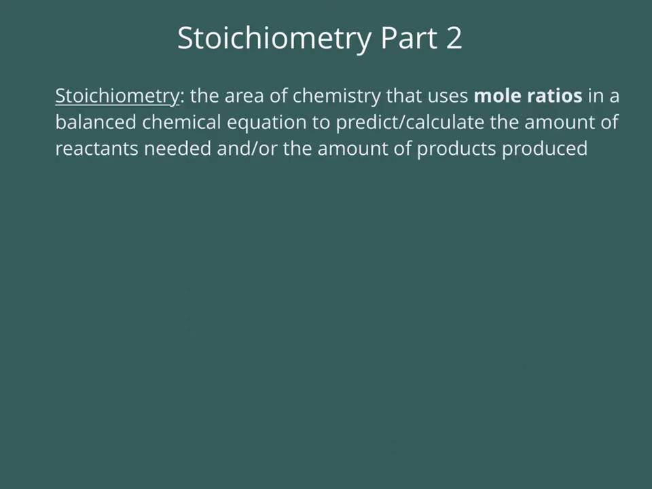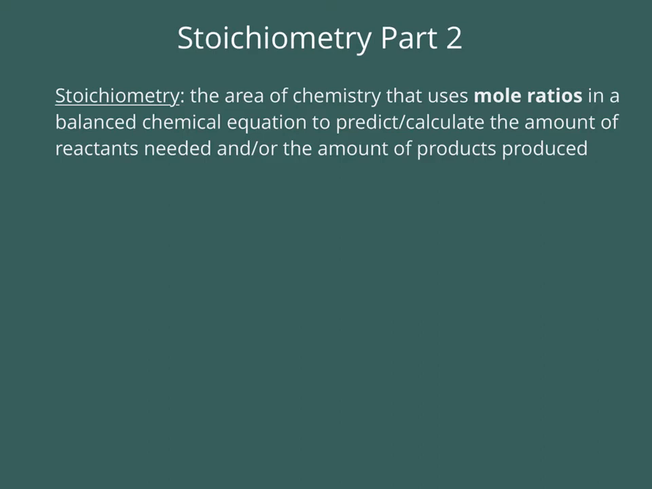So what exactly is stoichiometry? Well, technically, it's the area of chemistry that uses mole ratios in a balanced chemical equation to predict or calculate the amount of reactants needed and/or the amount of products produced. In reality, stoichiometry is a way to use chemical reactions, chemical equations, practically in a lab setting.